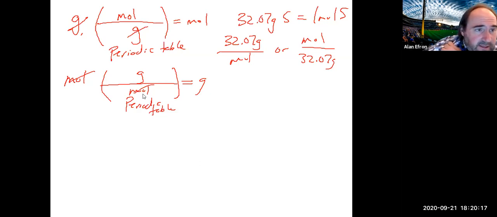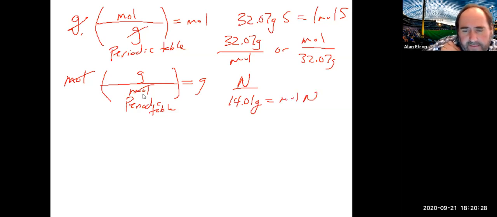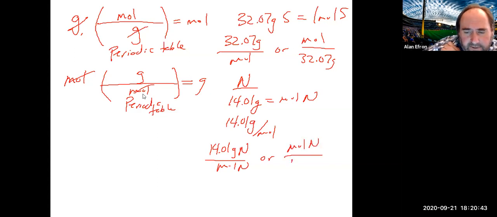You could do it for, again, individual elements. If you looked at nitrogen, there is 14.01 grams in every mole of nitrogen. And that basically means that the molar mass of nitrogen is 14.01 grams per mole. And you again could use it as a conversion factor, 14.01 grams of nitrogen over a mole of nitrogen, or a mole of nitrogen is 14.01 grams.